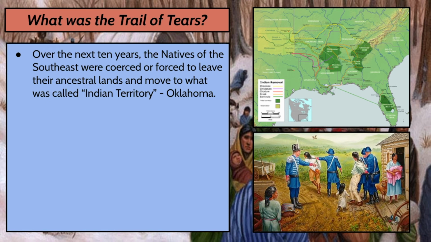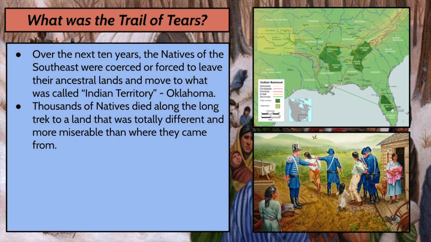Over the 10-year period after the Indian Removal Act was passed, the natives of the Southeast were coerced or forced at gunpoint by the U.S. military to leave their ancestral lands and move to what was called Indian Territory. Most of the state of Oklahoma was once known as and referred to as Indian Territory. And Oklahoma was the third to last state in the lower 48 states to join the Union. It was Oklahoma, and then many years later, New Mexico and Arizona.